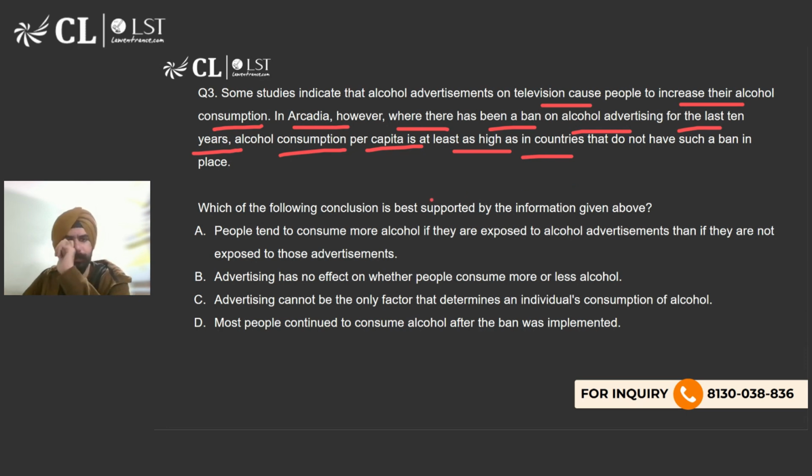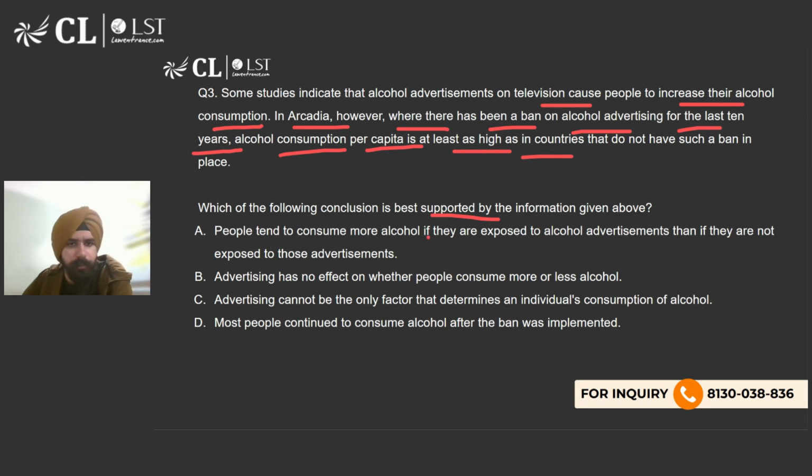So that means the alcohol ban in Arcadia, the television advertisement ban, is not really that effective, or probably that's not the only factor. We don't know. Let's see which of the following conclusions is best supported by the information given above.